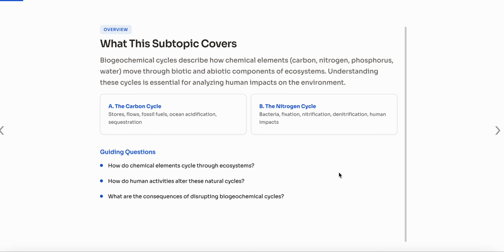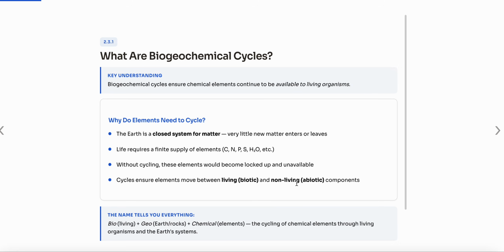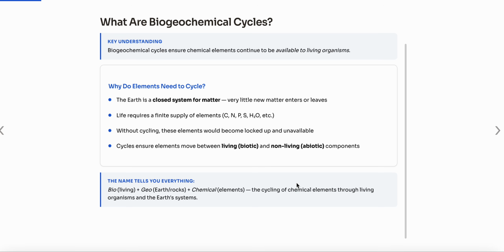In this subtopic, as we understand different concepts, we will also explore these guiding questions: how does the cycle run through an ecosystem, what factors disrupt this natural cycle, and what will happen if this cycle gets disrupted. So it is important that these elements be available to living organisms. There is always this exchange of matter taking place, right?